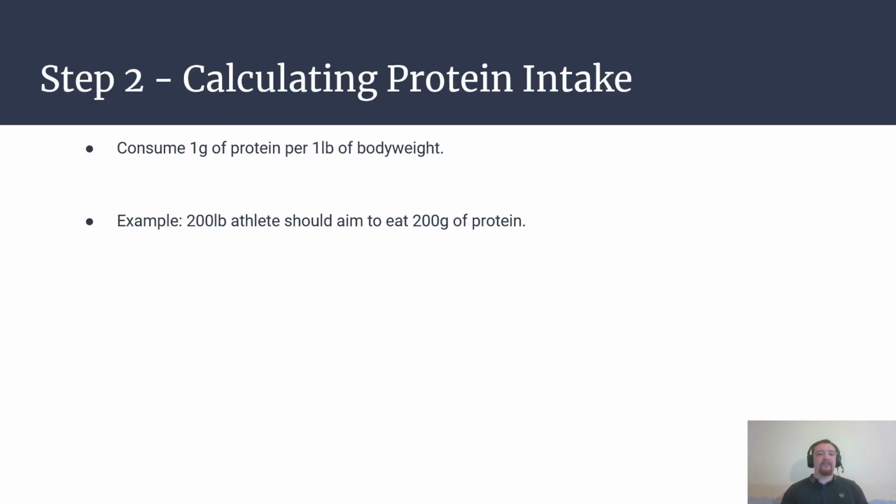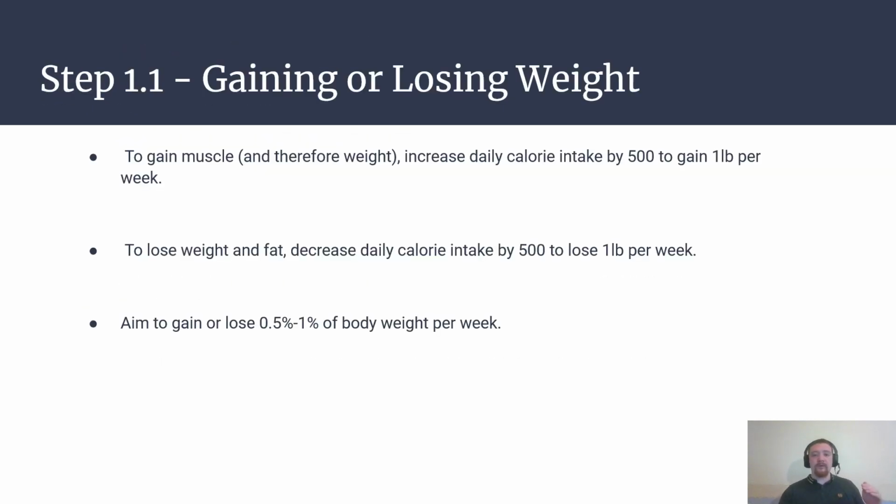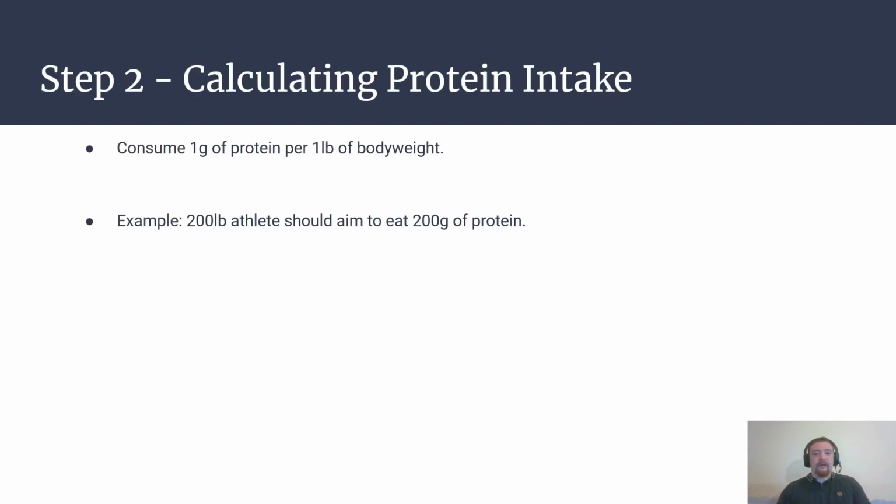So that's whether you should bulk or cut. And if you want to bulk, you take your maintenance calories and add 500. If you want to cut, you take your maintenance calories and lose 500 calories per day. And if you want to maintain, you just go off your maintenance calories. So that's step 1, calculating your daily calorie intake. And we've just done that.